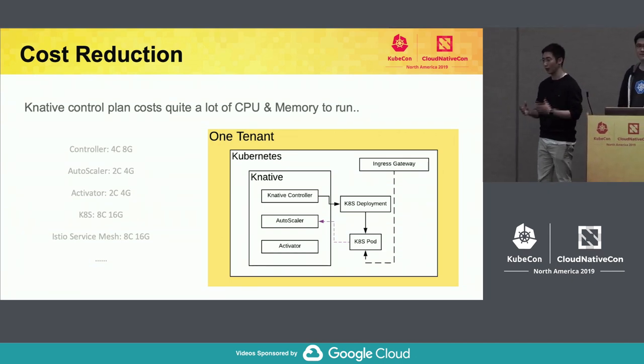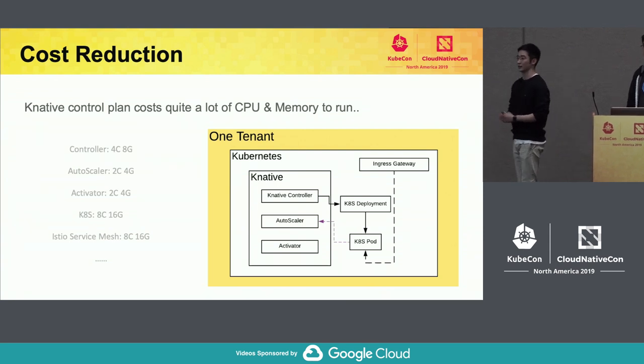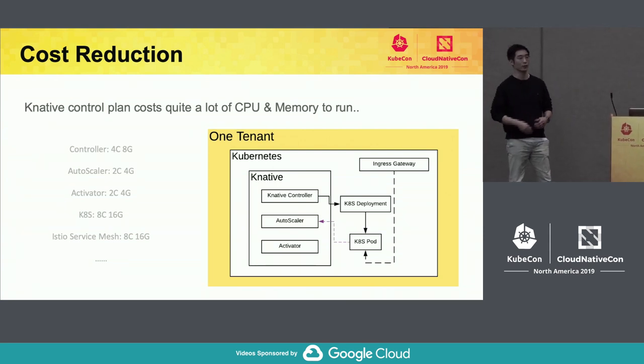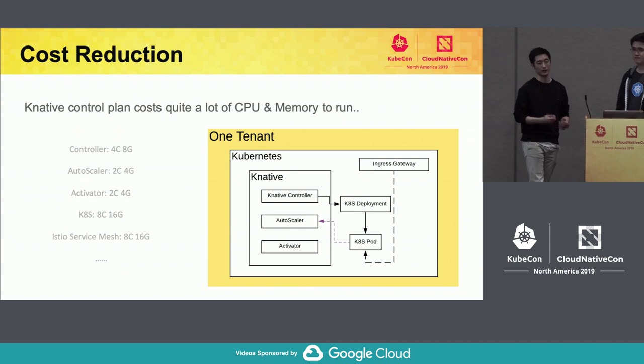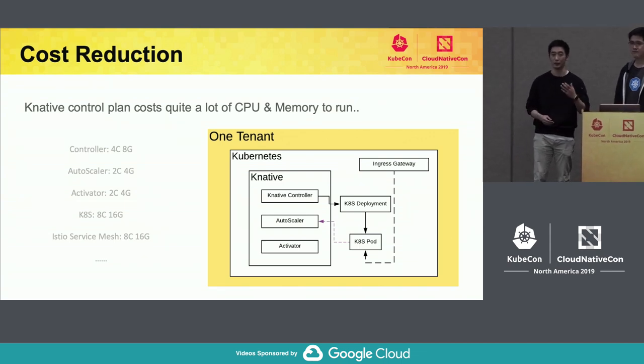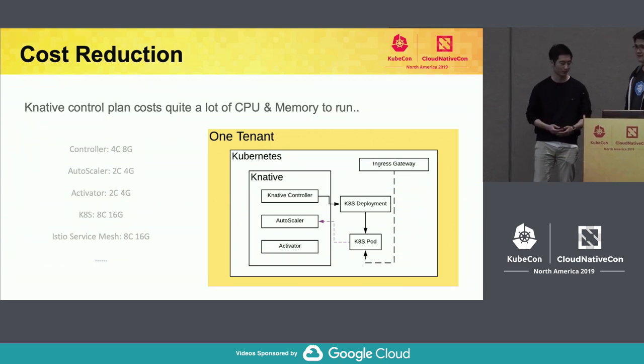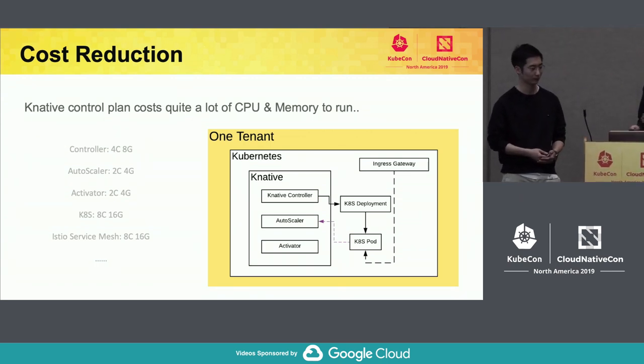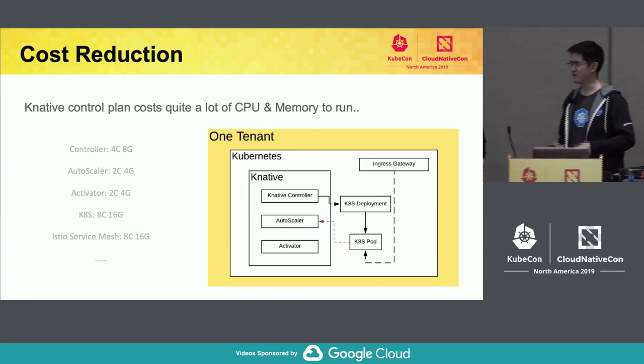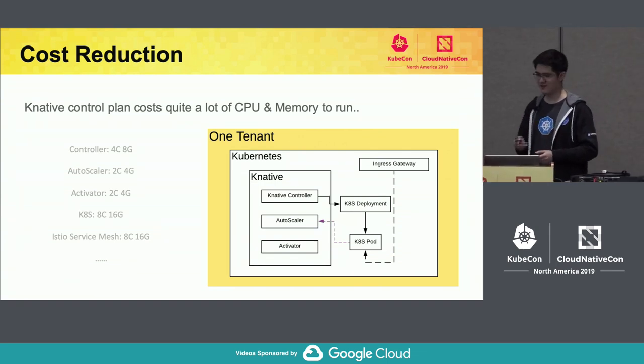In a multi-tenant environment, things get even worse. So countless cores and gigabytes of memory will be used to host the platform. And sometimes they are not in use. Yes, countless cores are used, but they produce no real value because no real user application is running on them, right? So how do we solve this problem?